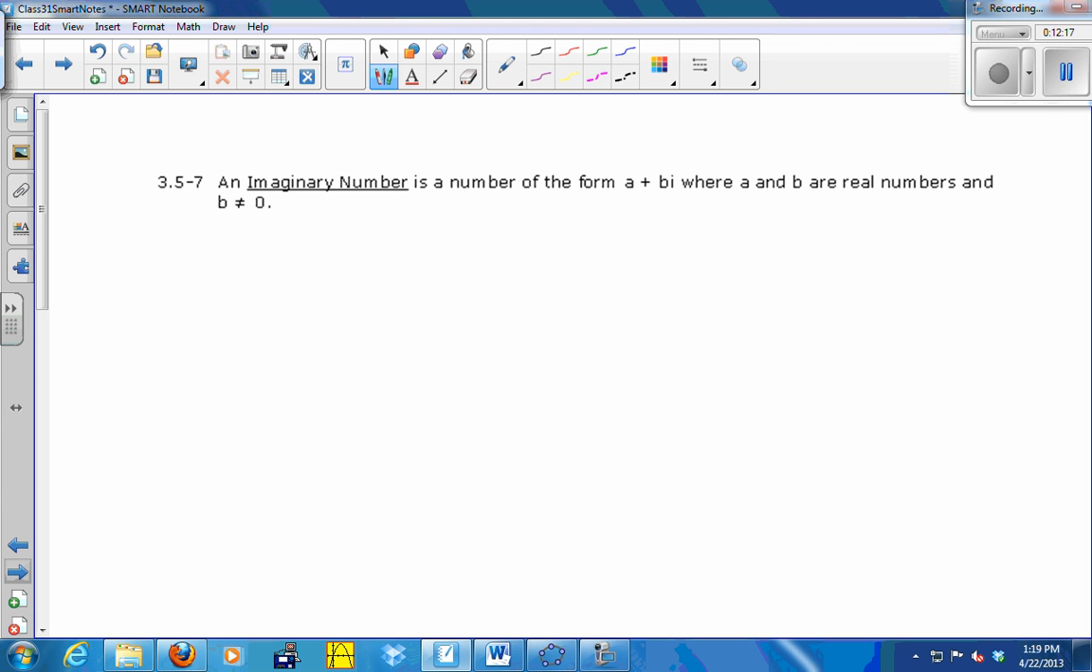Now, an imaginary number is a number of the form a plus bi, where a is 0 and b is not. So that's what you call a strictly imaginary number, a number like 3i. It's just got a real part of 0.